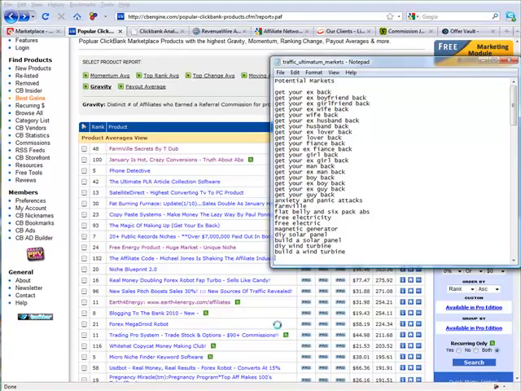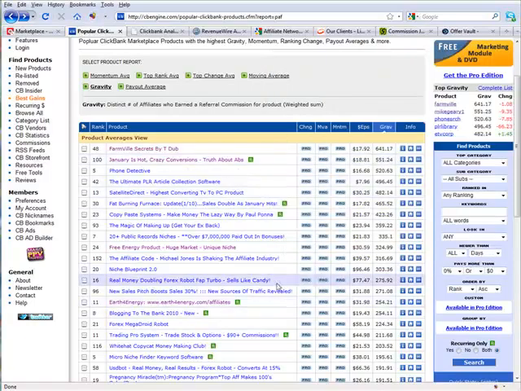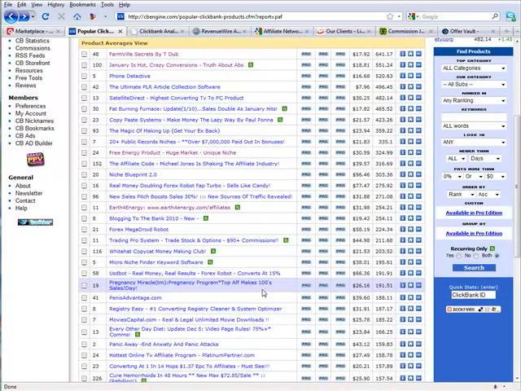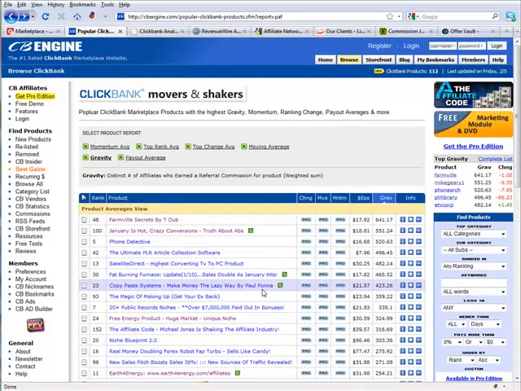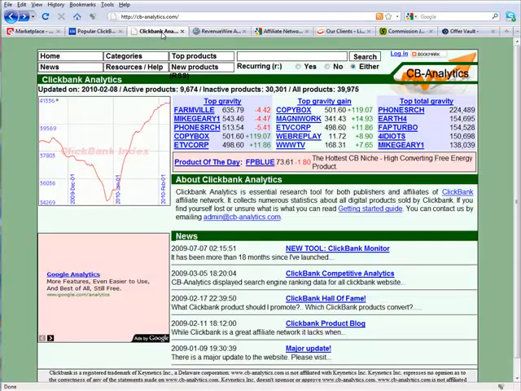I mean, all I'm going to do is continue to go through this list, just like I did on ClickBank, to find different offers. Okay, now if you don't like the way that CB Engine is laid out, or you want to try a different analytics website that can get you the information, you can also go to cbanalytics.com. Okay, so then what you can do is right up here, they have a listing of their top products.